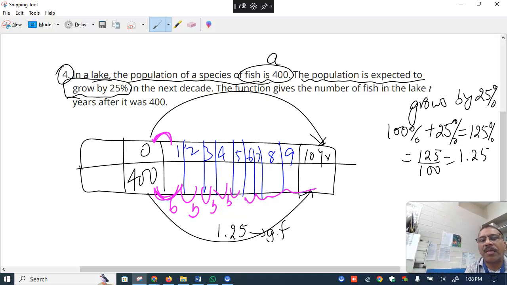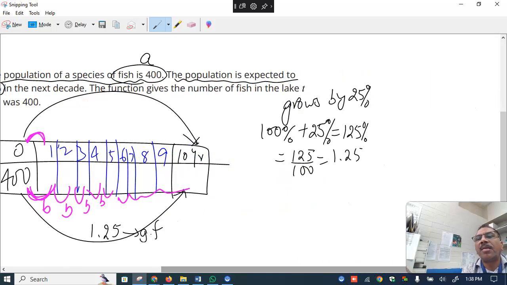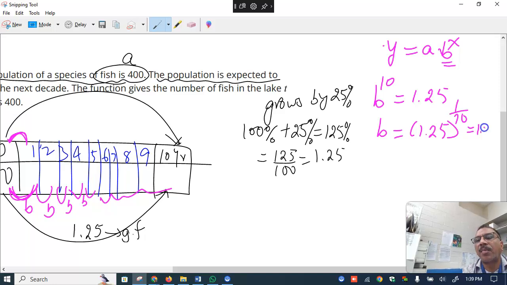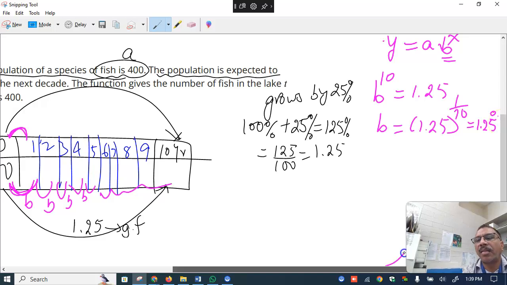So it's the same thing, but a different situation. Let's write it here. The formula is y equals a times b raised to x. So a is already known, and b is what we have to figure out. What is this b? b raised to 10 is 1.25. That means b, by definition, becomes 1.25 raised to 1/10. And 1/10 we can directly write as 1.25 raised to 0.1. I don't have enough room to write there, so let's keep it 1/10.